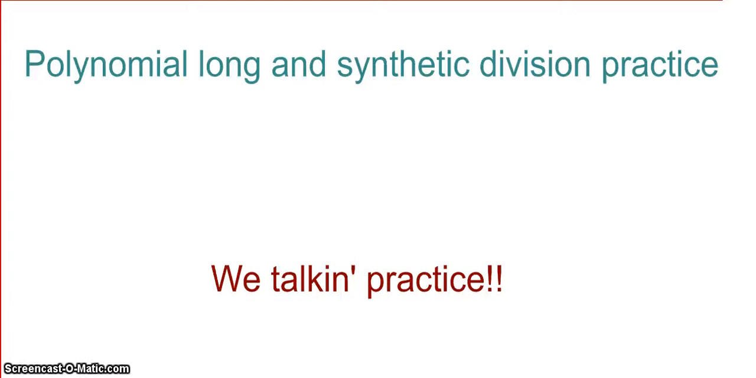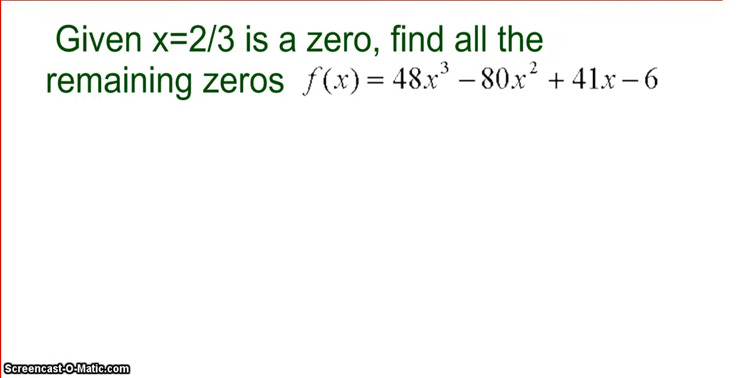Alright, now we're going to do more practice. Polynomial, long, and synthetic division. Okay, if x equals 2/3 is a 0, find all of the remaining zeros. If f of x equals 48x cubed minus 80x squared plus 41x minus 6.